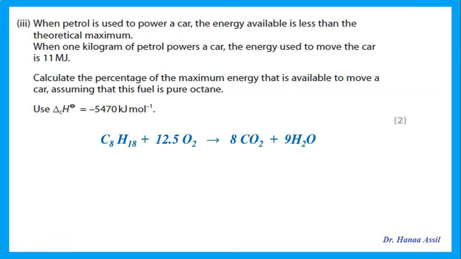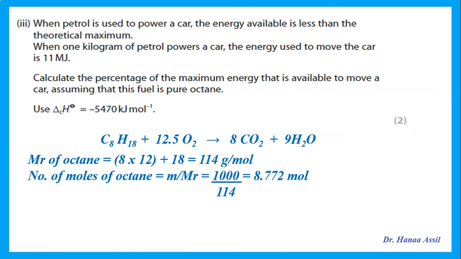What do we have? We have this equation, octane plus 12.5 oxygen to give 8 CO2 plus 9 water. And we have the Mr of octane. Now what do we need? We need the number of moles of octane. If I have 1 kilogram, that is 1,000 grams of octane, because we're assuming the petrol is octane. So we have 1,000 grams over the Mr of octane. That gives me the number of moles of octane.